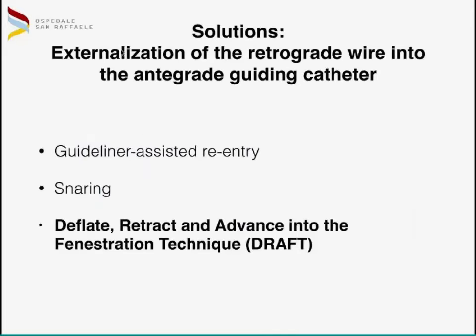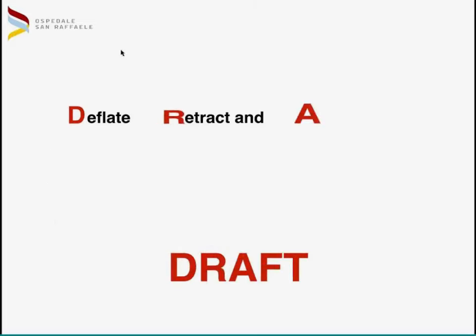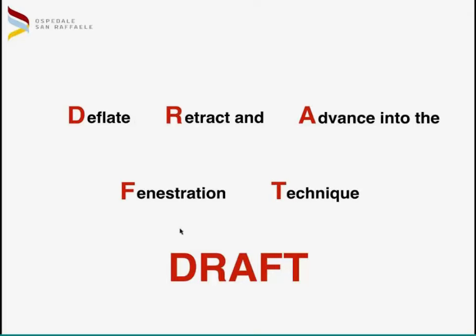Finally, let's now have a look at the technique that Mauro recently developed to deal with issues with both wire re-entry into the true lumen and wire externalization, which is called DRAFT. Mauro, please go ahead. Well, here, what does DRAFT mean? It's an acronym of this maneuver, which means deflate, retract, and advance into fenestration technique.